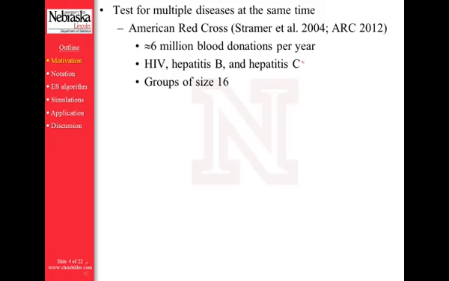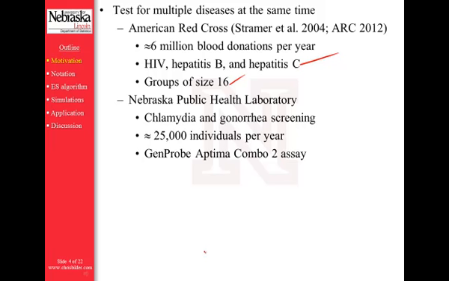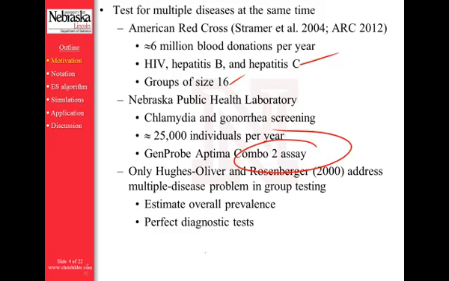And in particular, when they screen for HIV, hepatitis B, and hepatitis C, they use one assay to get the result for the 3 different diseases. And they use groups of size 16 to actually do the testing. Back in my home state of Nebraska, the Nebraska Public Health Laboratory does a lot of chlamydia and gonorrhea screening. And in this particular setting, they end up having about 25,000 individuals per year that they need to screen for these diseases. And they use an assay that actually gives you both the chlamydia and gonorrhea result at the same time.